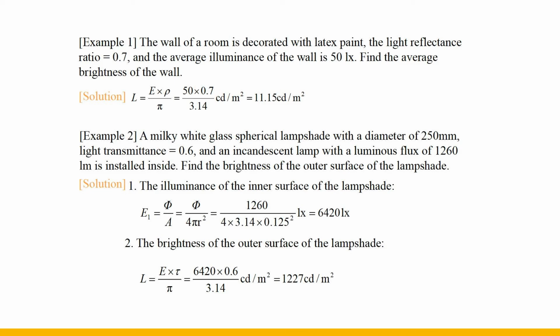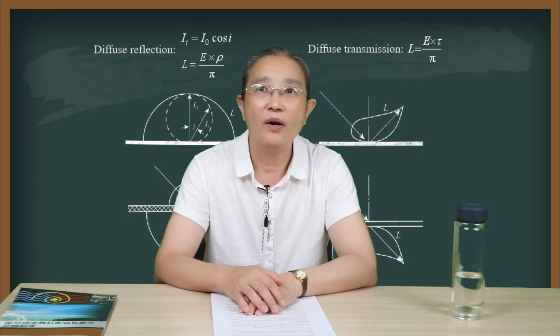Therefore, the illuminance of the inner surface of the lamp set is obtained first, and then the illuminance is used to obtain the brightness. First, using the definition of illuminance, E is equal to 6420 lux, where R is equal to half of 0.25. Then, using the brightness calculation formula of the diffuse transmission material, L is equal to 1227 nit.